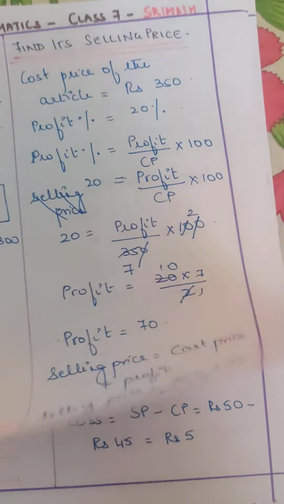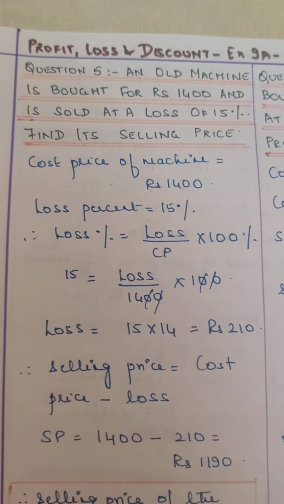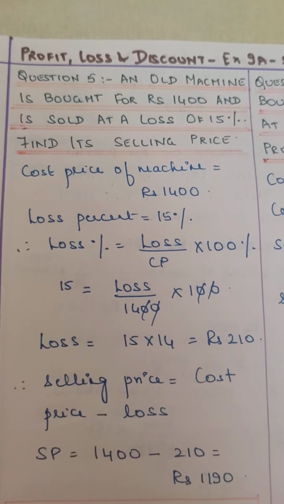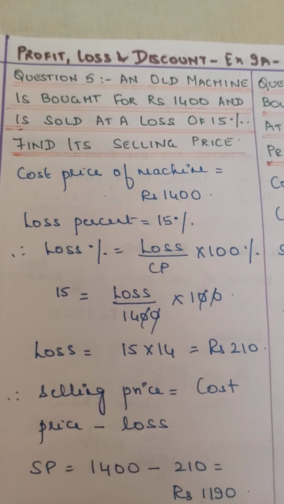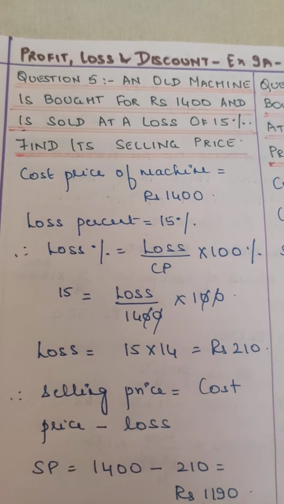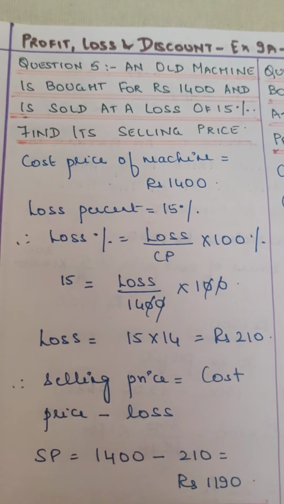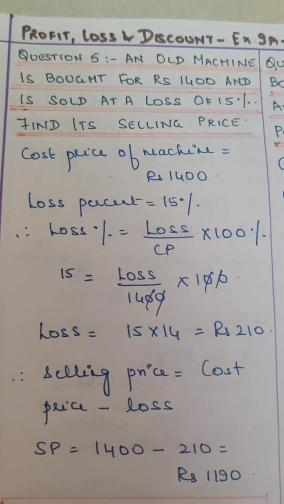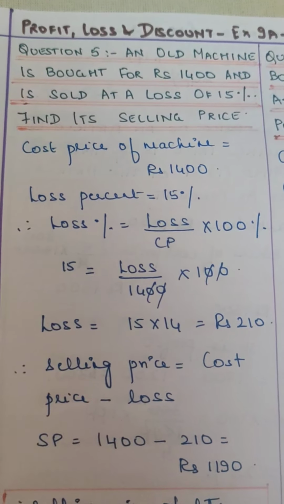Pretty easy, isn't it? Yes. Let's move on to question number 5. An old machine is bought for rupees 1400 and is sold at a loss of 15%. Find its selling price. Cost price of the machine is equal to 1400. Loss percentage is equal to 15%. Loss percent is equal to loss by CP into 100%. That is equal to 15 is equal to loss by 1400 into 100. Therefore, loss is equal to 15 into 14, and you get that as 210.